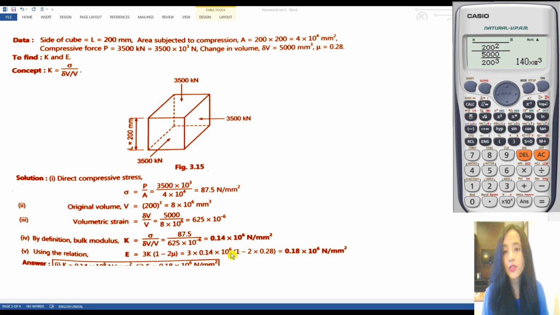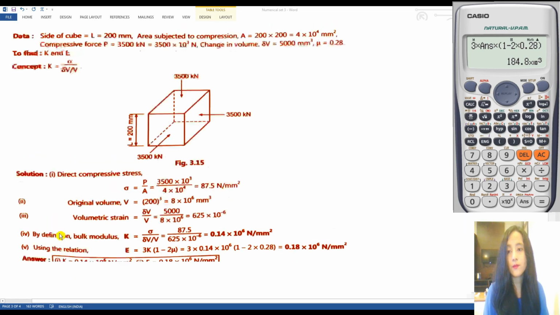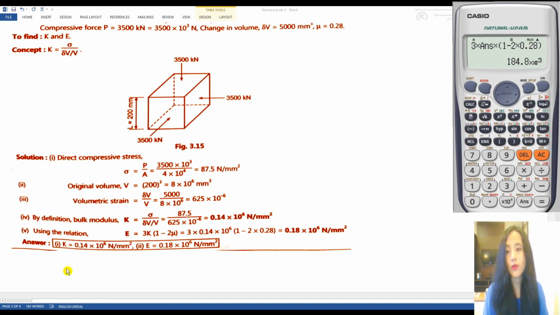Now again, using the relationship between bulk modulus and modulus of elasticity, we have E equals 3K into 1 minus 2 mu. We know the value of K, so we will directly find 3K into 1 minus 2 into mu, where mu is given as 0.28. So we're getting 184.8 into 10 raised to power 3. Again, if you move this decimal point 3 times in front, you will get 0.18 into 10 raised to power 6 Newton per mm square. So these are the values. I hope all this numerical is clear. The value of K is found and the value of E is found, as asked in the question.